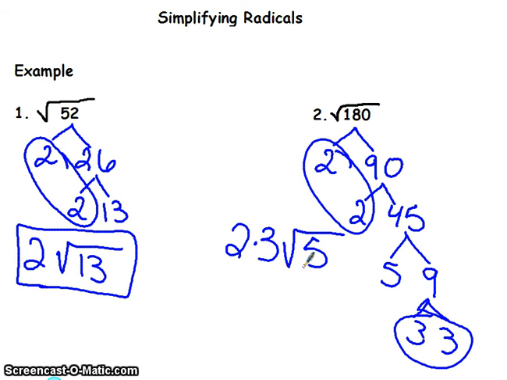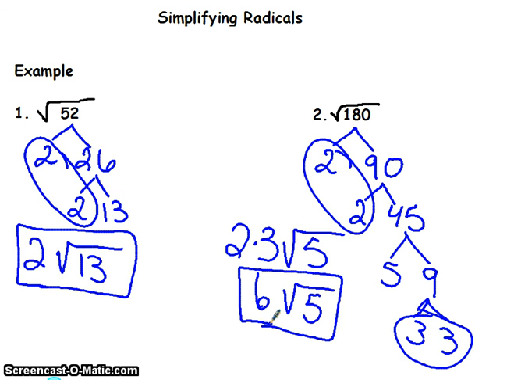So now that I've brought it out, I need to multiply those together. What's 2 times 3? 2 times 3 is 6. So I have 6 square roots of 5. And that is my simplified radical.